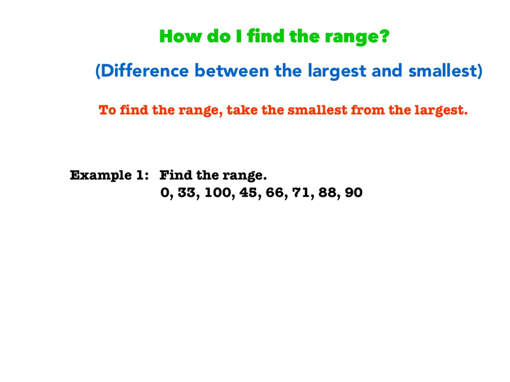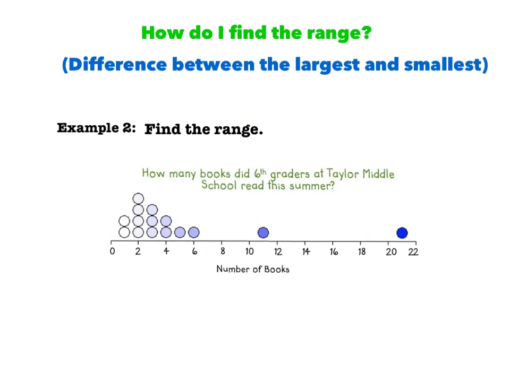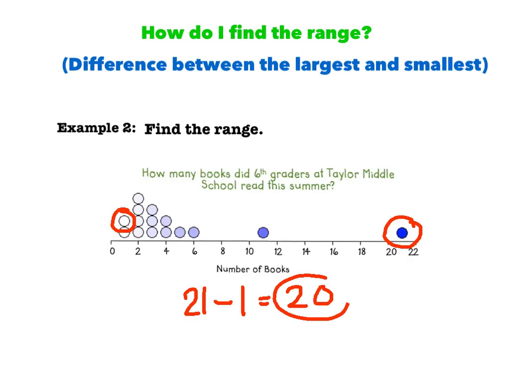All right, so how do I find the range? Remember, the range is the difference between the largest and the smallest numbers. So I need to locate my largest number, which is 100, and my least number, which is 0. So if I take 100 minus 0, I have a range of 100. So let's find the range here. My highest number is 21, and my lowest number is 1. So I'm going to take 21 minus 1, and I'm going to get a range of 20.